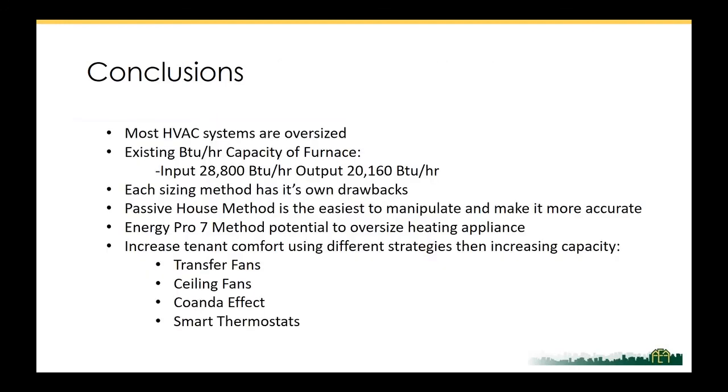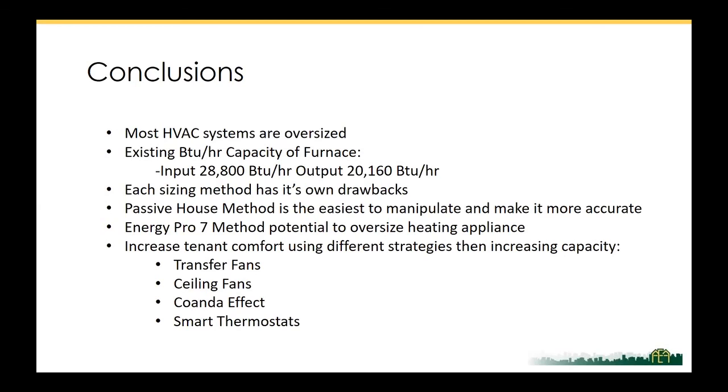So conclusions: most or all HVAC systems are oversized. The existing BTU per hour capacity of the furnace was 20,160 BTU per hour. Each sizing method has its own drawbacks.